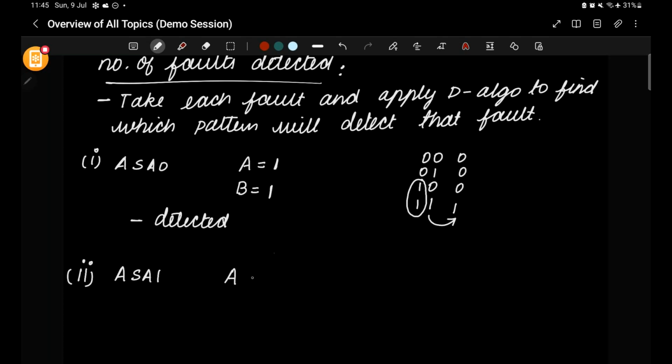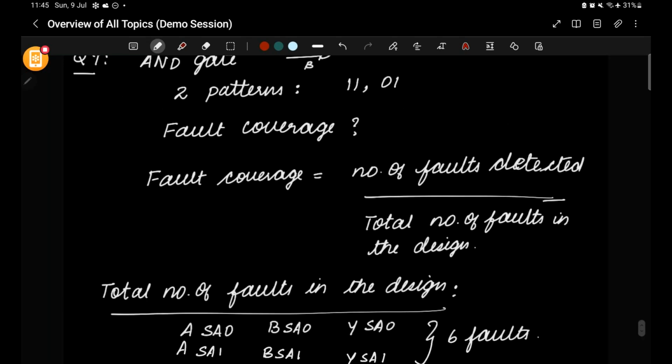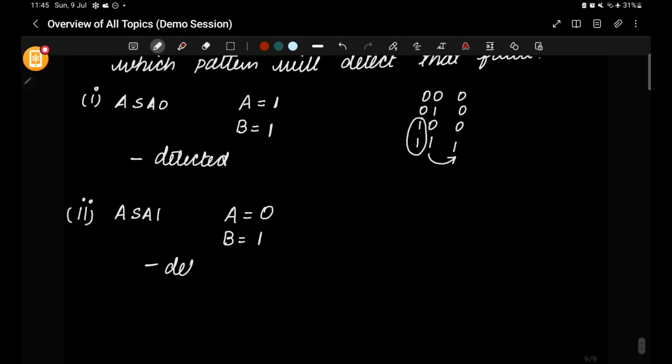So assume a fault A is stuck at 1, give the opposite value. The opposite value is 0, and on the other input the tool will write a value in such a way that the value at the A input will be propagated to the observation point. So B will be 1. So the pattern which will detect the A stuck at 1 fault is 0 1. Is the 0 1 pattern there? Yes, it is there. So this fault will also get detected. So as of now 2 faults have got detected.